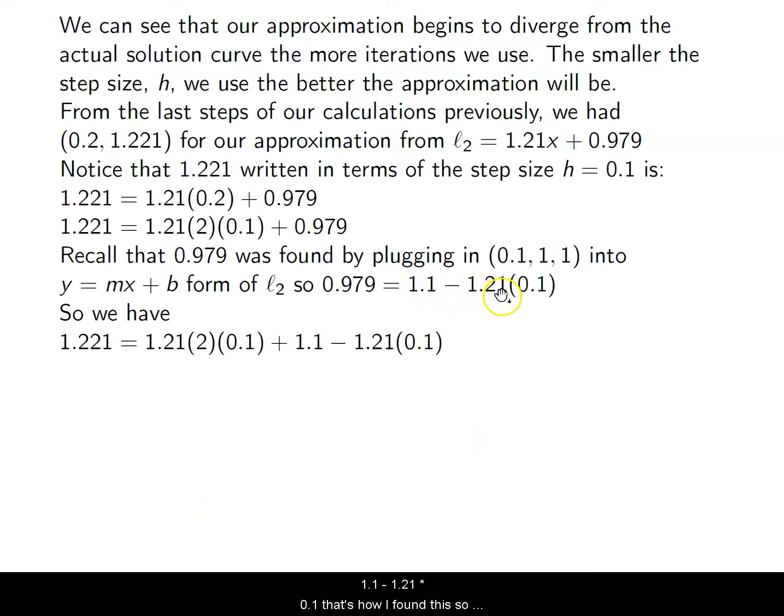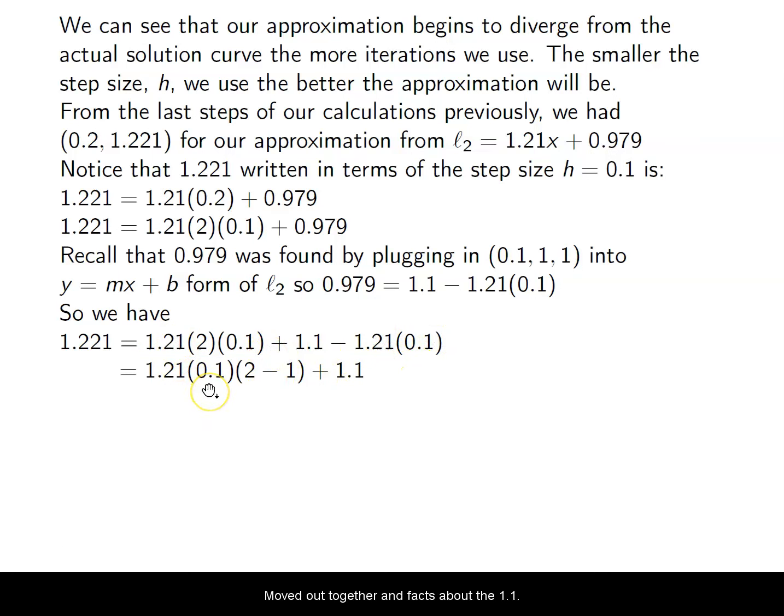1.1 minus 1.21 times 0.1. That's how I found this. So I'm going to replace that with the math that I had from that L1 equation. So we have 1.21 is this part that I'm just bringing down, and my substitution for 0.979. Okay. Now notice that I have 0.1 here, I have 0.1 here. Okay. So I can move those together and factor out the 1.1, and I'll be left with 2 minus, there's just 1 here, right? I have a common factor of 1.21 and 0.1, right?